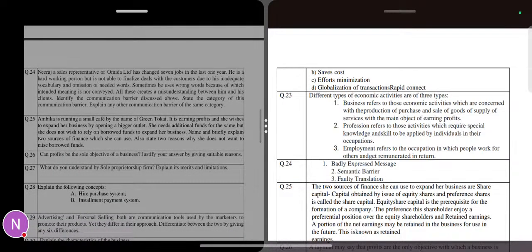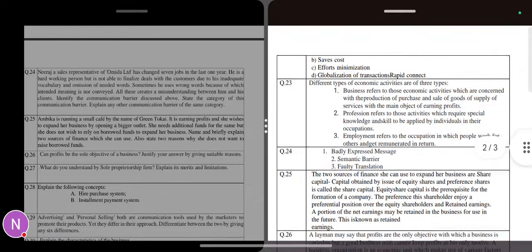Next, 24th question. Neeraj, a sales representative of Omida Limited, has changed 7 jobs in the last 1 year. He is a hardworking person but is not able to finalize deals with the customers due to his inadequate vocabulary and omission of needed words. So sometimes he uses wrong words because of which the intended meaning is not conveyed. All this creates a misunderstanding between him and his clients. Identify the communication barrier discussed above and state the category of this communication barrier. So here, badly expressed message, semantic barriers, and faulty translation may be the problems.